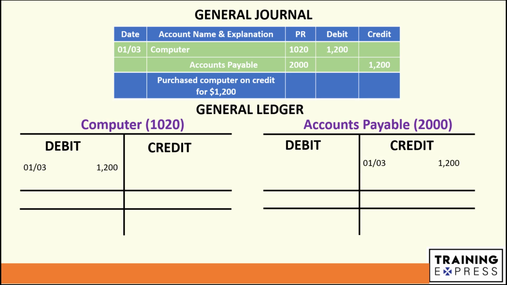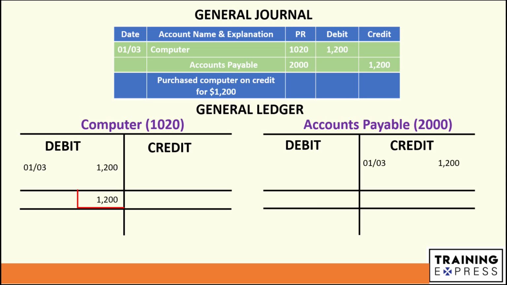We can look at this posting process again. You can see computer was debited by $1,200 and we have written $1,200 on the debit side. And similarly, accounts payable was credited by $1,200 and we have written $1,200 on the credit side. Similarly, we can look at the posting reference. You can see the computer account number is 1020 and the accounts payable account number is 2000.